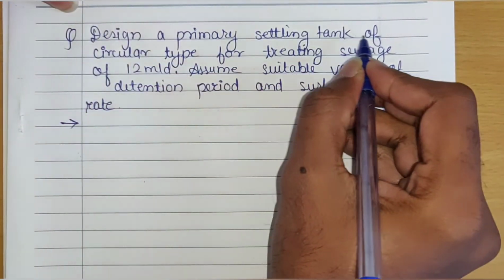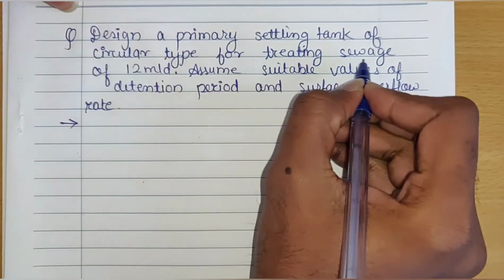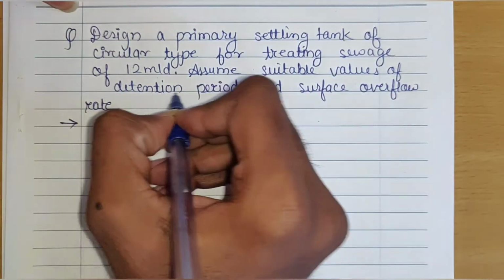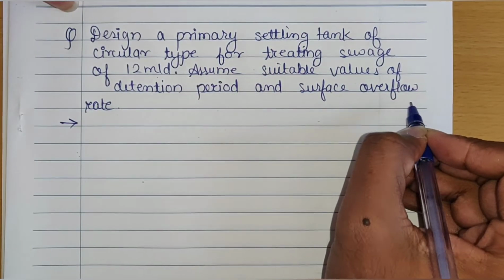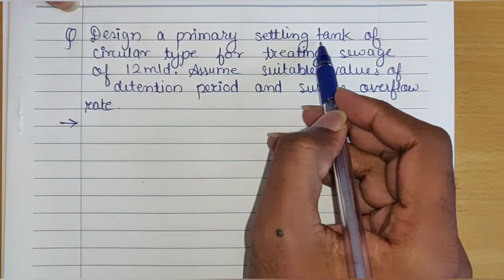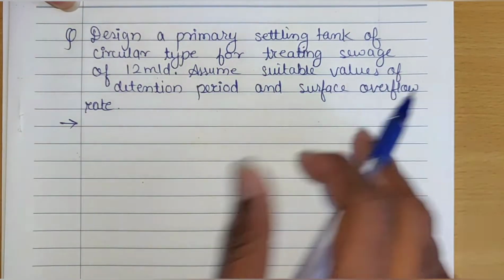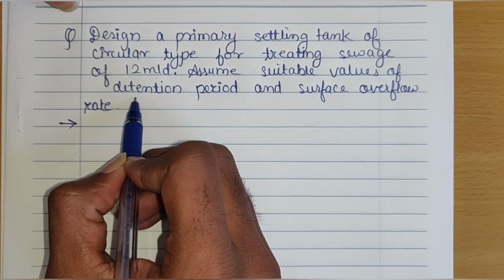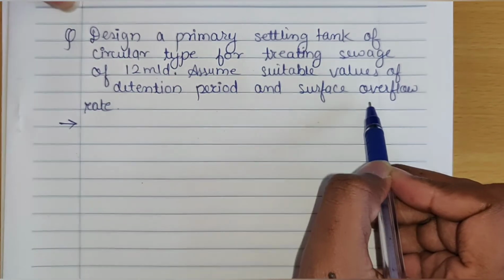Design a primary settling tank of circular type for treating a sewage of 12 MLD. Assume suitable values of detention period and surface overflow rate. Here we have to design the primary settling tank of circular type. So first I will write the assumed values of the detention period and the surface overflow rate.